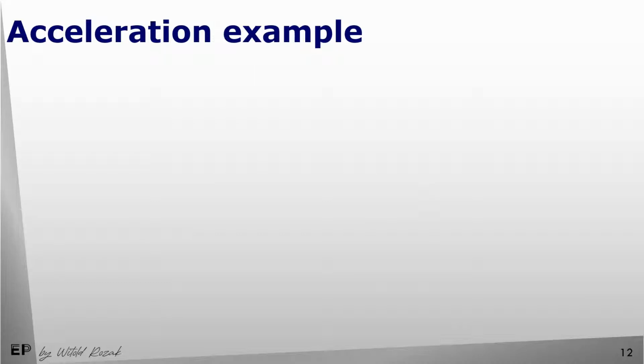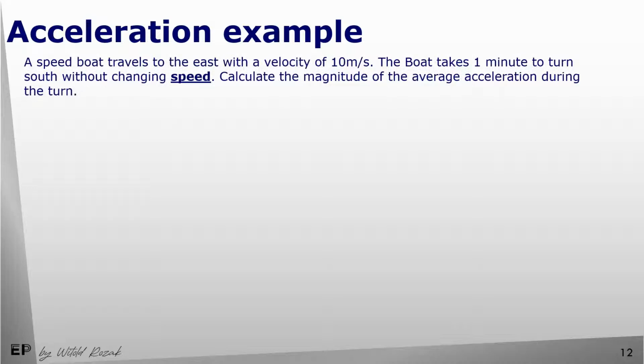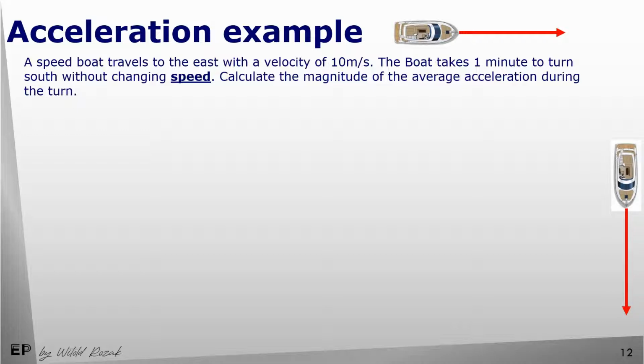Let's have a look at a simple example of how we can calculate acceleration. A speedboat travels to the east with a velocity of 10 meters per second. The boat takes 1 minute to turn south without changing speed. Calculate the magnitude of the average acceleration during the turn. So there is a boat moving east. The boat then slowly turns south and the turn takes 1 minute. Let's list things that we know in this problem.